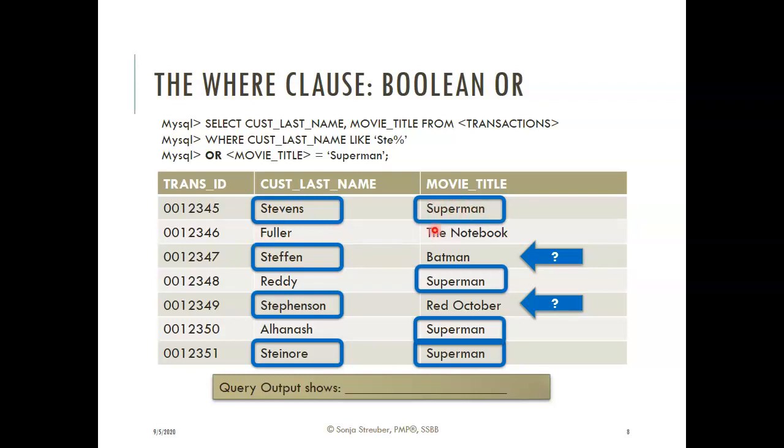What about Fuller and the Notebook? Stefan we have here, and the movie title is Batman. And here we have Reddy, and the movie title is Superman. Stevenson and Red October? What about Al-Hanash and Superman, and Steiner and Superman? Which rows do you think we will see based on the conditions in this query?